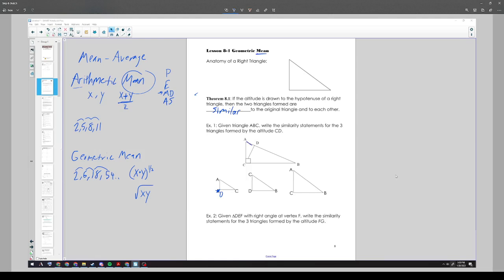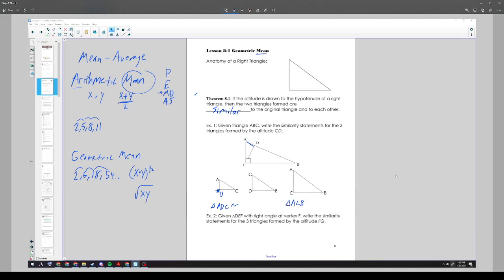And we just want to look in each of those, and so my shortest side of this one is AD, and my shortest side of the big triangle is AC. So here I would go ADC is similar to, and then over here my shortest side was AC, so that would be ACB.